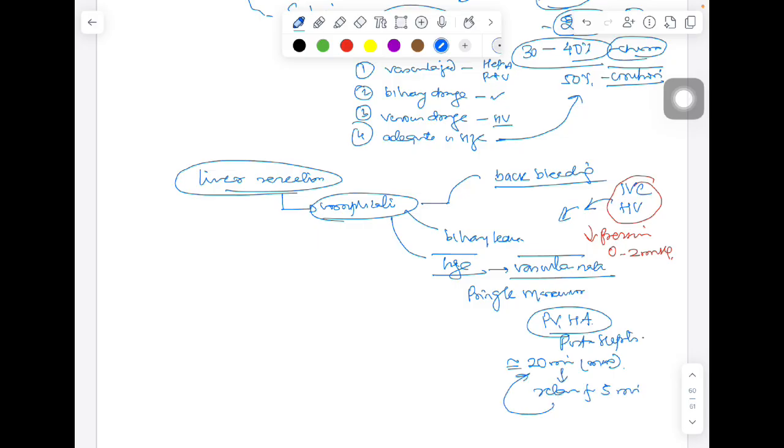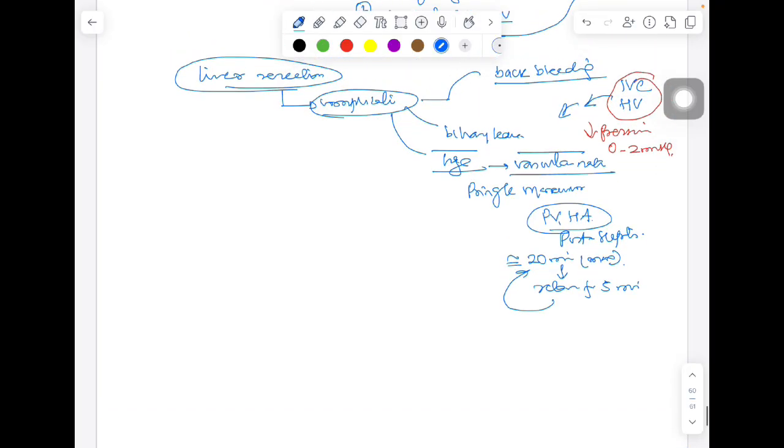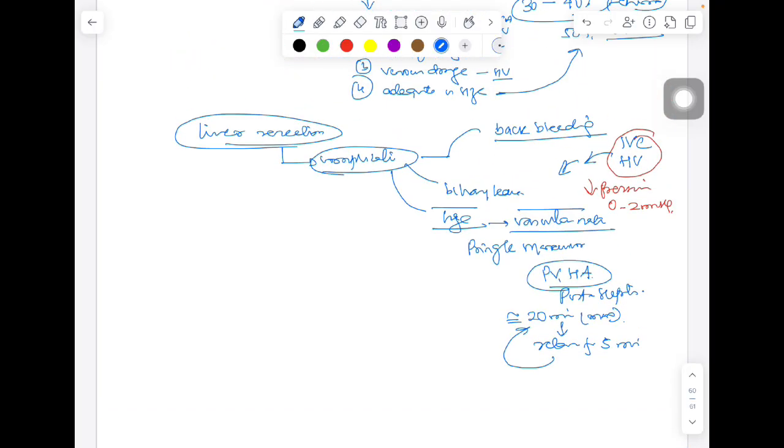By occluding the portal vein and hepatic artery at the porta hepatis, the blood supply to the liver is decreased, but up to 20 minutes it's not going to cause necrosis. So in this time you can do the surgery, or you release for 5 minutes, then again go for a 20-minute window. So this is about liver resection. We do segmental resection. It's not like a wedge. There are segments 1, 2, 3, 4, 5, 6, 7, 8, so the concerned segment will be removed.